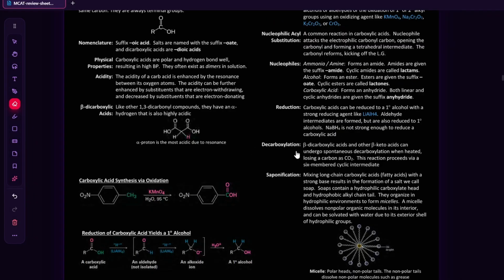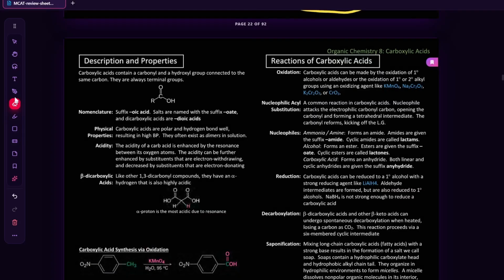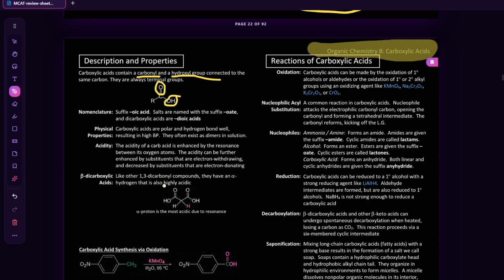Okay, so we're going to go over the carboxylic acids now. Carboxylic acids, organic chemistry 8. So what are carboxylic acids? Carboxylic acids contain a carbonyl and a hydroxyl group bonded to the same carbon. Here's the carbonyl group, and this is the hydroxyl group. You'll notice they're always going to be at the end of the chain. Even if this R group was a really long chain, this would always be terminal, at the very end of the chain.